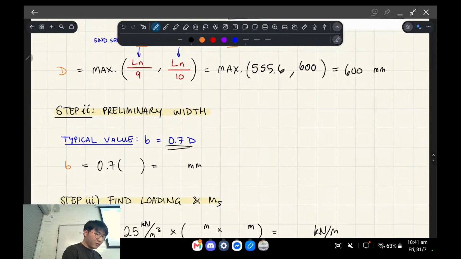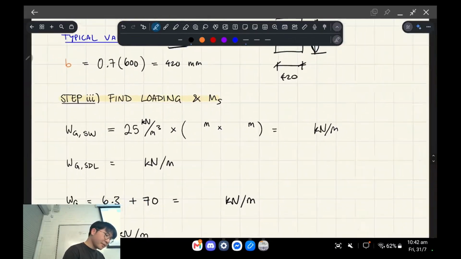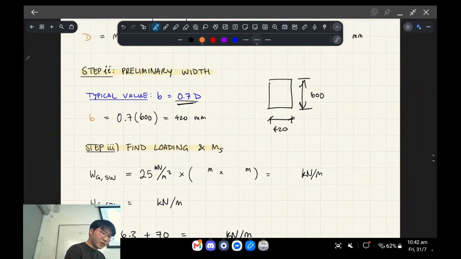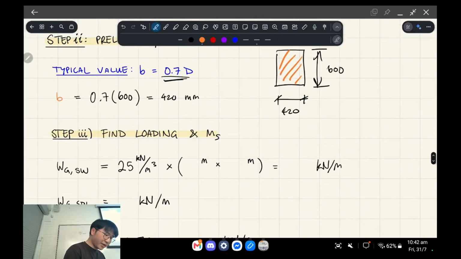Now the preliminary width. A good trial value for your width is 0.7 of the depth. We're saying this concrete section is 600 deep, so we take 0.7 of that and have a trial width of 420. Now we can use this concrete rectangle for our self-weight. We multiply in meters, 0.6 and 0.42, by the unit weight of the concrete. This gives us our linear self-weight, which is 6.3.